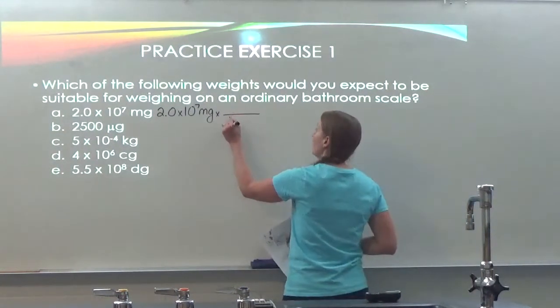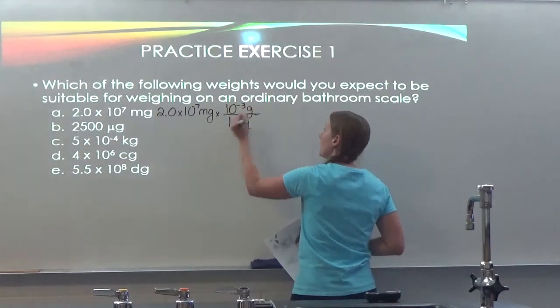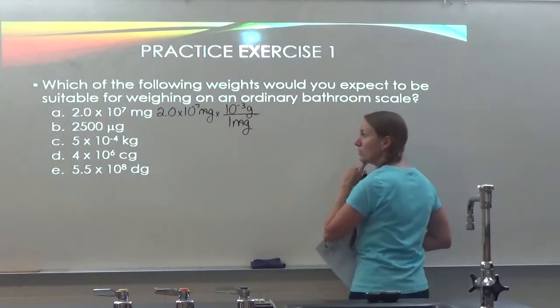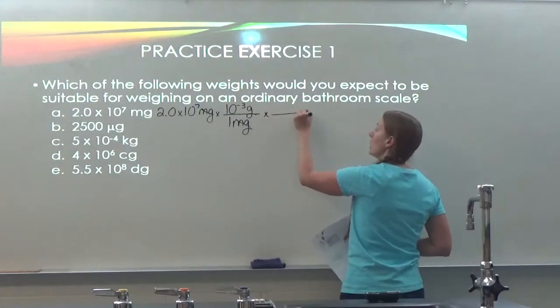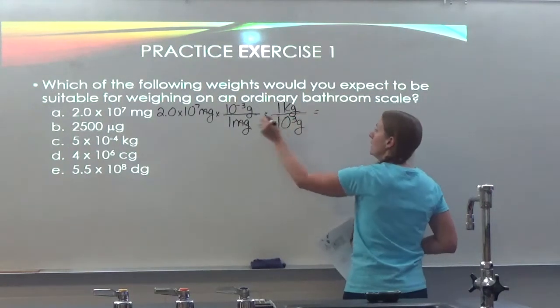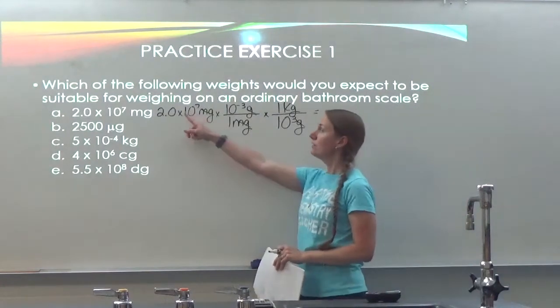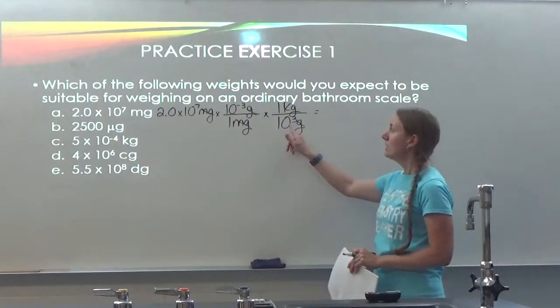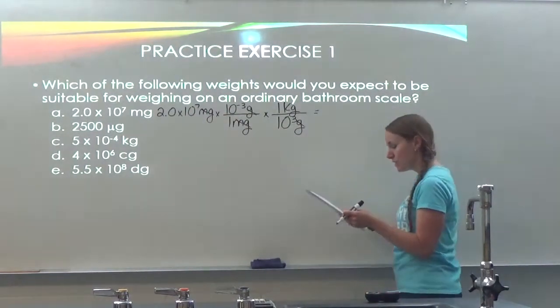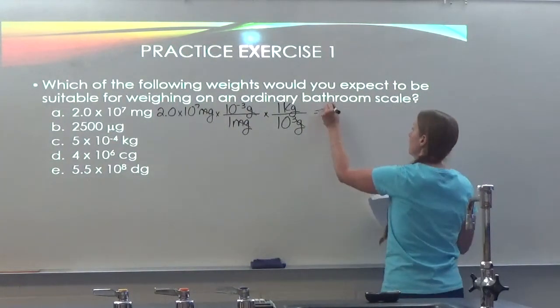All right, so we have 1 milligram is 10 to the negative 3 grams because we follow the golden rule and cancel. And now we're trying to get to kilograms. So I say 1 kilogram is 10 to the 3 grams, and grams cancel. Just a friendly reminder of how you solve these: we multiply the top, divide by the bottom. For this one, I ended up getting 20 kilograms.